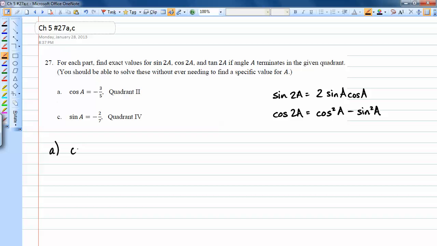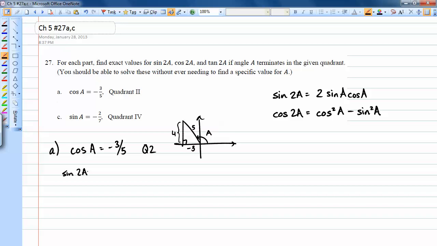So I need, if I know cos A is negative 3 over 5, and it's in quadrant 2, let's go ahead and sketch that. If I think of this as x over the radius, then that's negative 3, this could be 5. And if I solve for this length, you're going to get 4 using Pythag. And this right here is the angle A. Okay, so let's look at sine 2A.